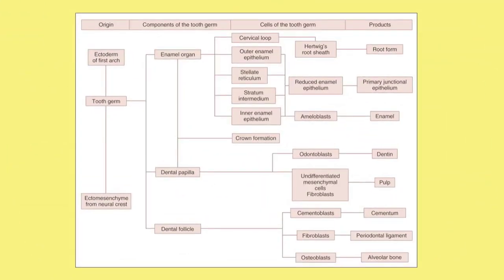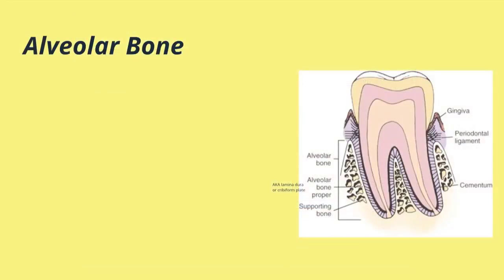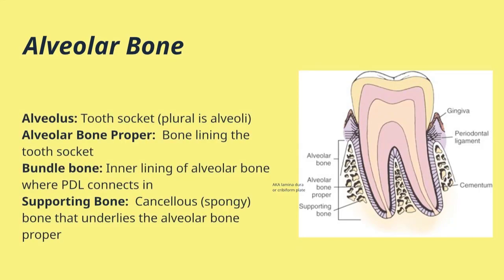Moving on to alveolar bone. As mentioned previously, alveolar bone also comes from the dental follicle. Alveolar bone is specifically made by osteoblasts. Within the alveolar bone, there are a few different areas to know. First of all, the alveolus refers to the tooth socket. These alveoli are sockets in the jaw in which the roots of the teeth are held.